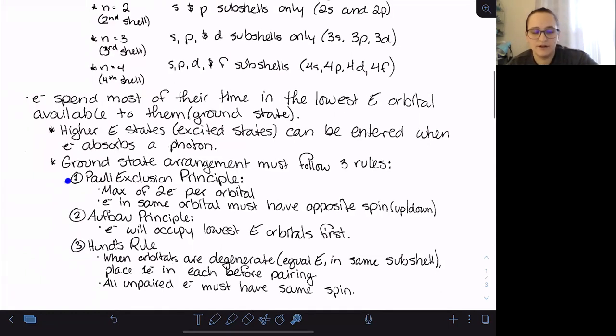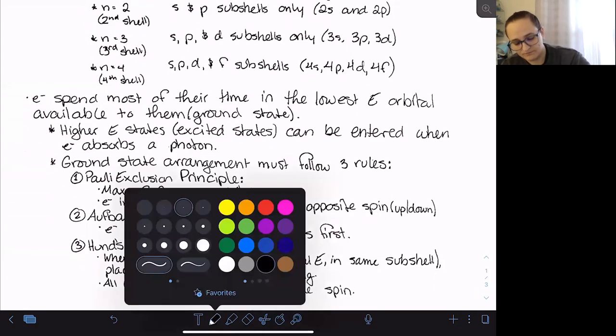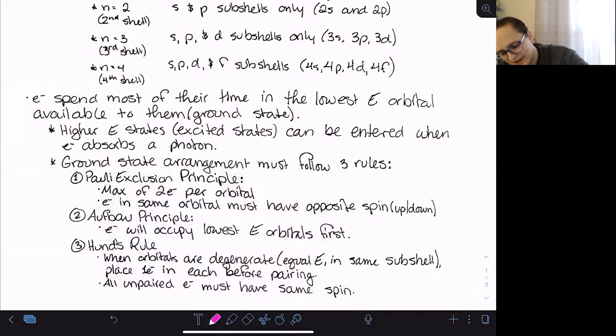First and foremost is the Pauli exclusion principle, which tells us every orbital can hold a maximum of 2 electrons, no more, and electrons in the same orbital must have opposite spin. So electrons have a property known as spin, which is really related to magnetism. They're not like little tops, but we call them spin up and spin down. So electrons are typically represented in diagrams as little arrows, and you'll often see them pointing up and down, which is representing the spin of those particles.